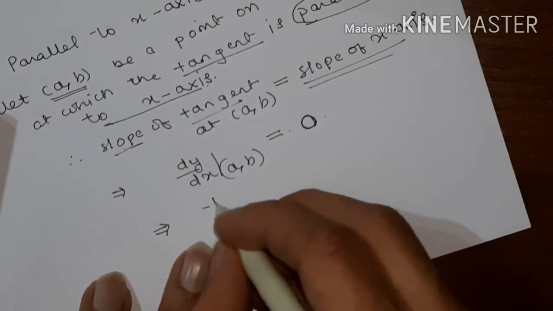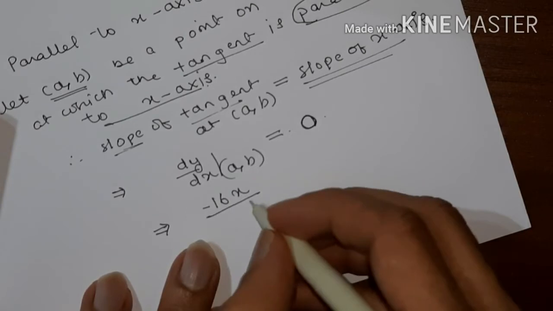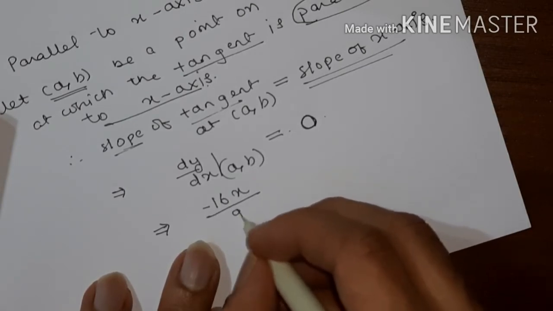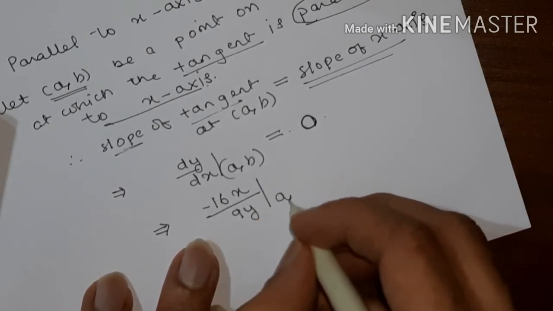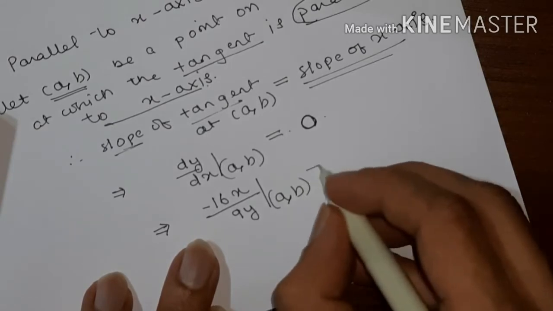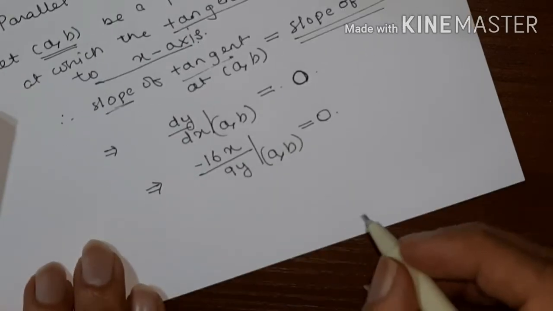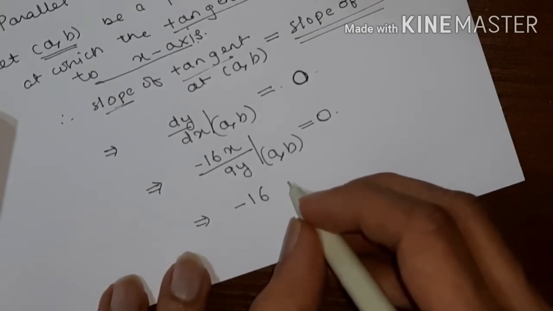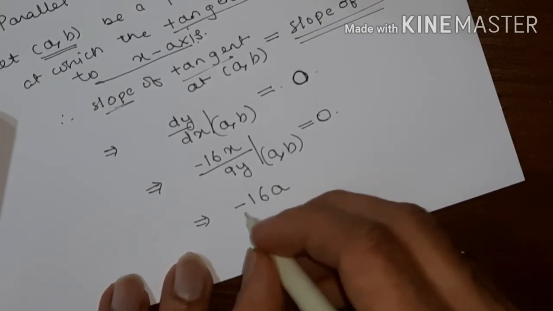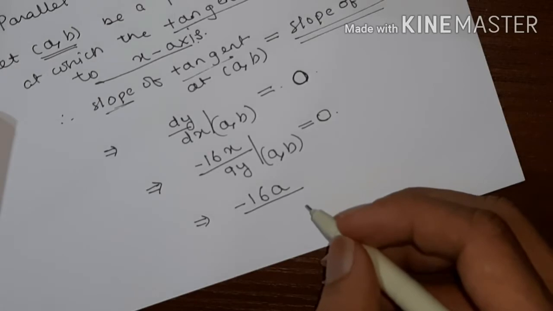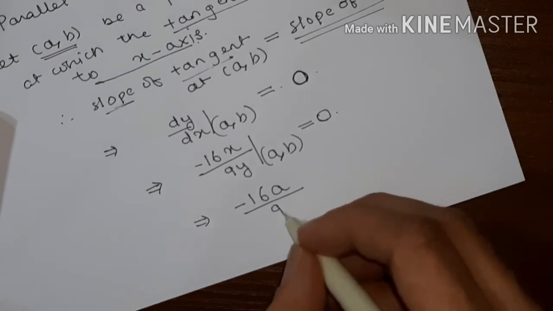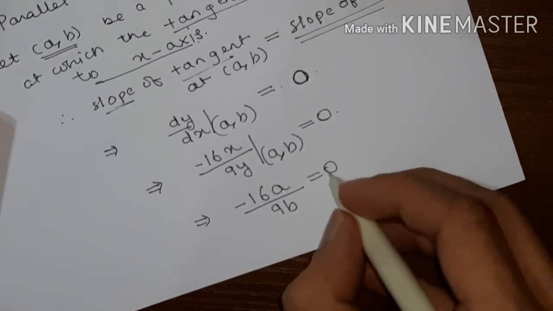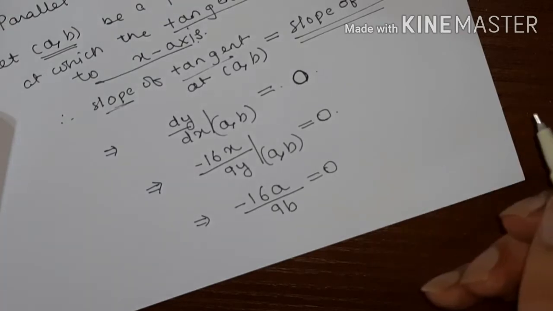So dy by dx will be what? Minus 16x divided by 9y at the point a comma b equal to 0, right? So that means what? Minus 16, x is a, so minus 16a divided by 9b, like this you will get.